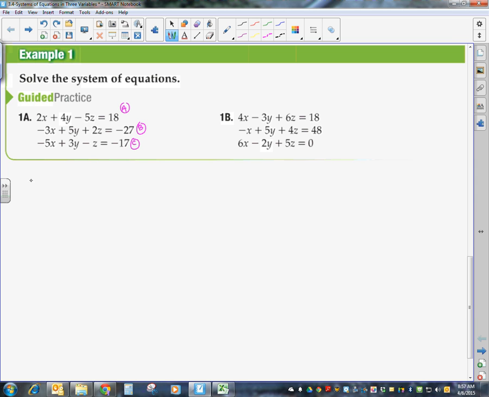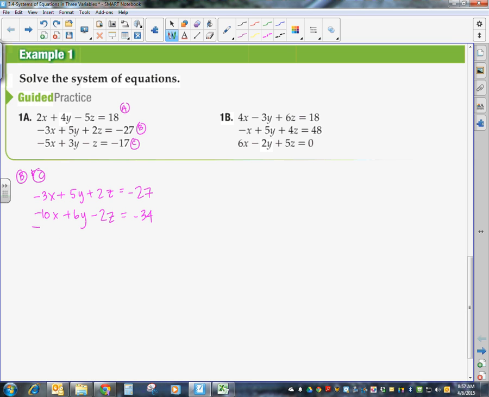So I'm going to combine B and C together, and I'll write it like this just to make it easy to follow my work. B, of course, is negative 3x plus 5y plus 2z equals negative 27. And to make my z's fall out, I'm going to have to multiply this equation by 2. So negative 5 times 2, 3 times 2, negative 1 times 2, and then negative 17 times 2. And that, of course, gives me negative 34.